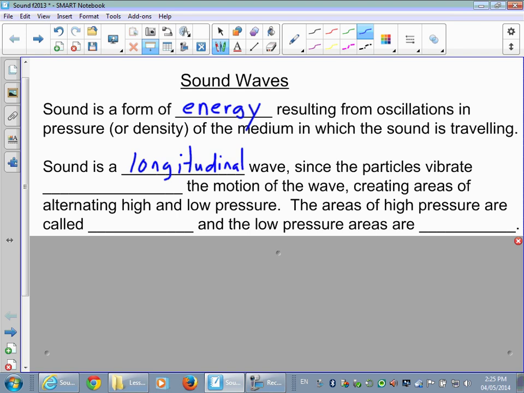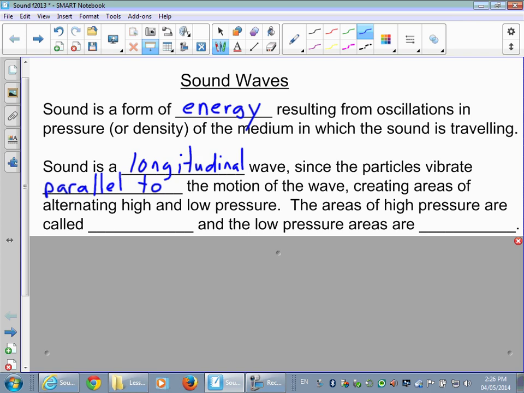You should be able to remember this, the difference between a longitudinal and a transverse wave: in a longitudinal wave, the particles vibrate parallel to the motion of the wave, creating areas of alternating high and low pressure. So where the particles group together, as we saw in the last chapter, we get a high pressure, and where the particles are more spread apart, we get a low pressure. And that high and low pressure will move through the medium, and that's what causes the motion of the sound wave.